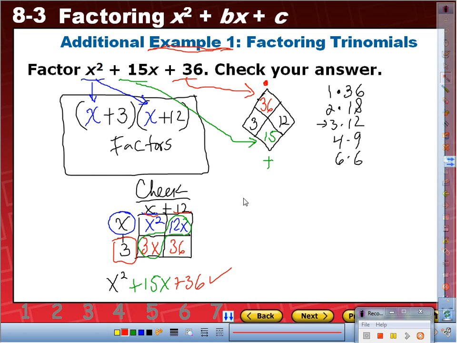Pretty good, right? All right. Spirit fingers on 3. 1, 2, 3. All right, here we go.